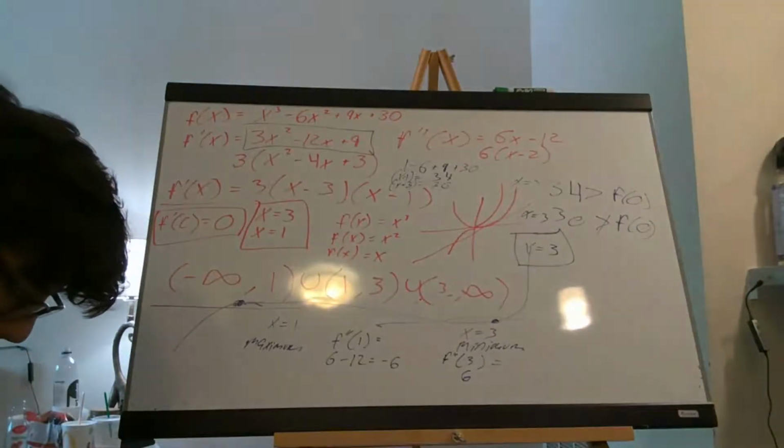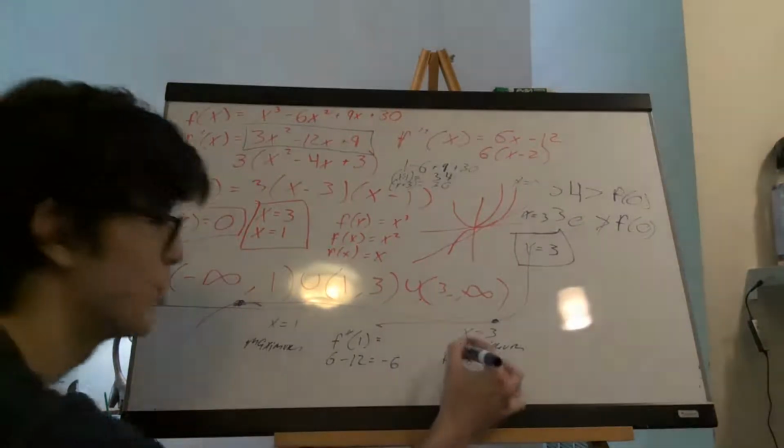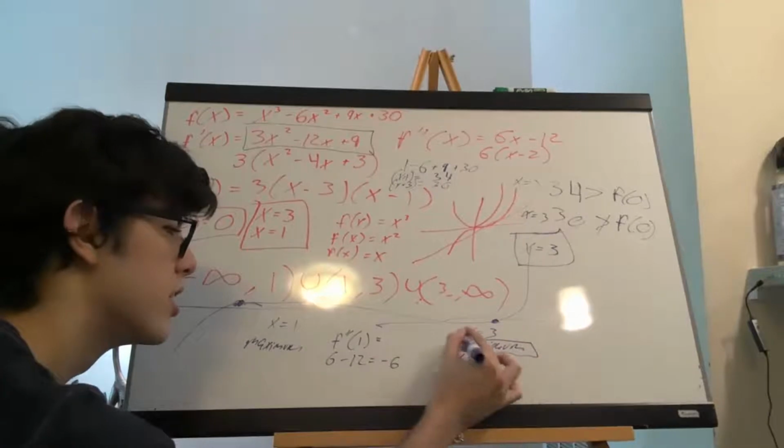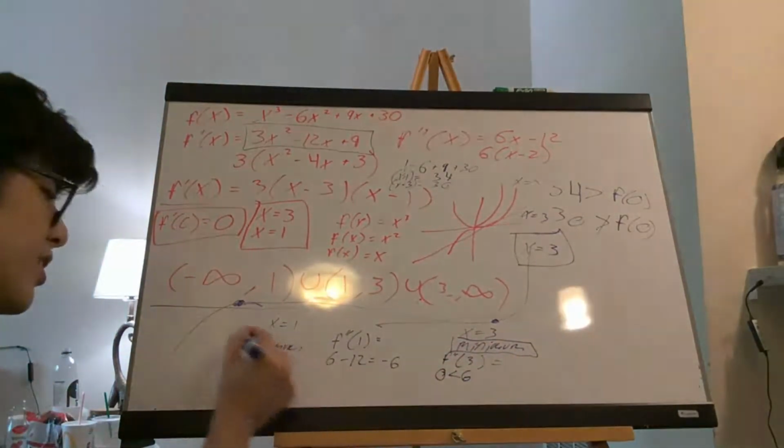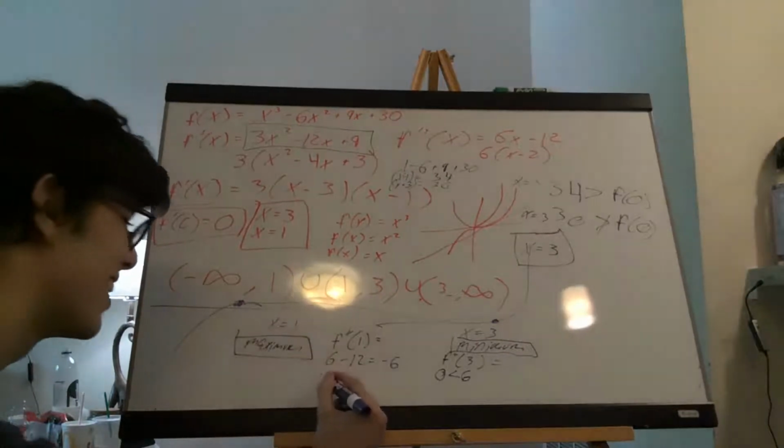F double prime of c is greater than 0, and it is a local minimum, because 6 is greater than 0. If it is less than 0, then it is a local maximum.